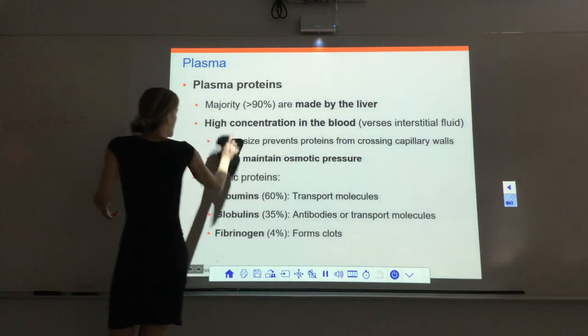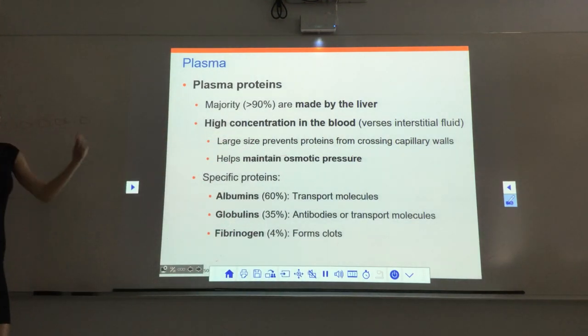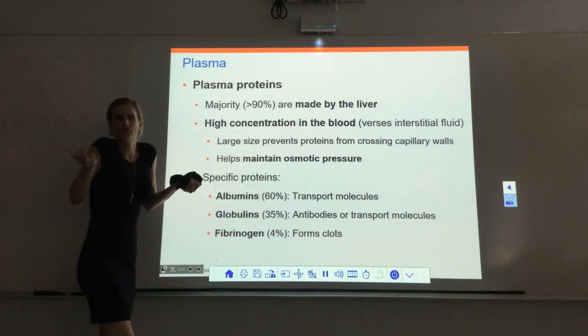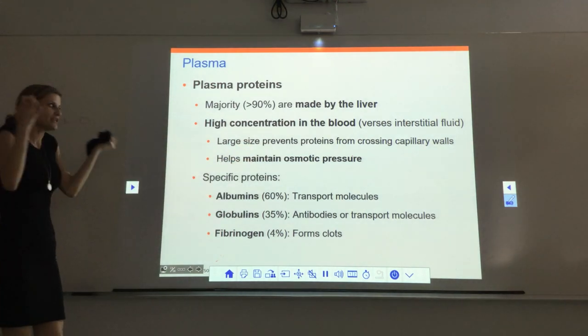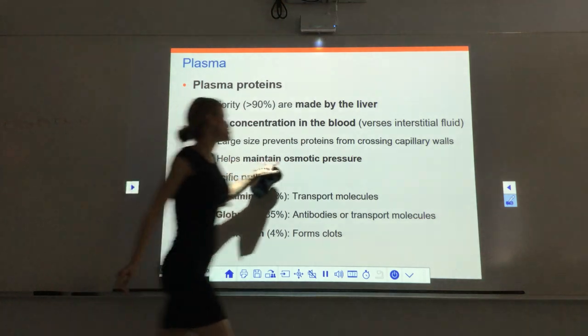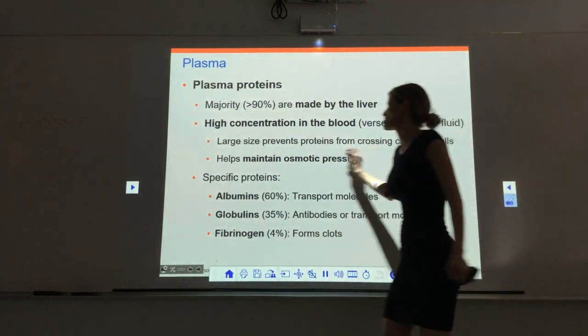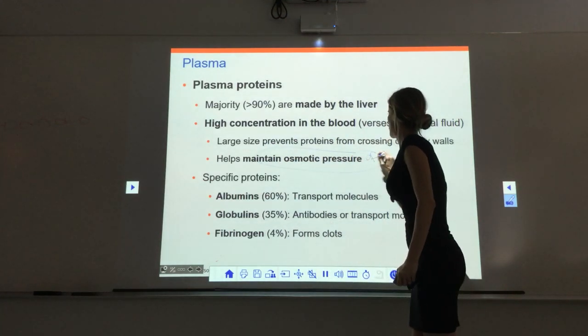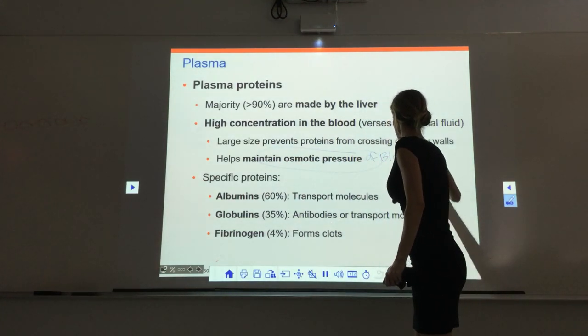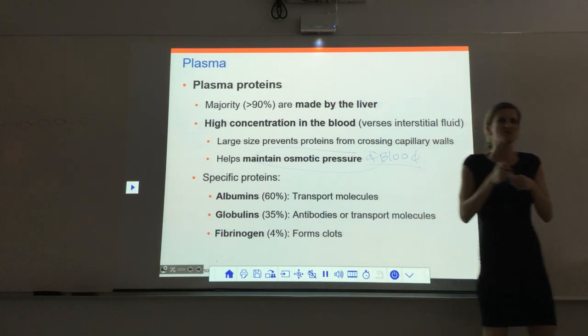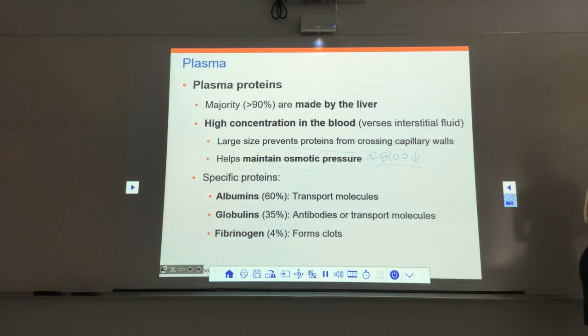Again, we mentioned that there's a higher concentration of these in the blood versus the interstitial fluid. Because they're big, they're too big to cross the capillary wall, so they're essentially stuck in the bloodstream. This is extremely important because it maintains the osmotic pressure of blood. If you don't remember osmosis, go back and look at it a little bit. We're going to use it a lot when we talk about capillaries.